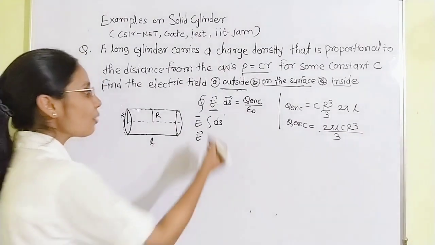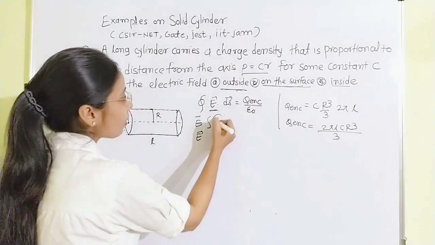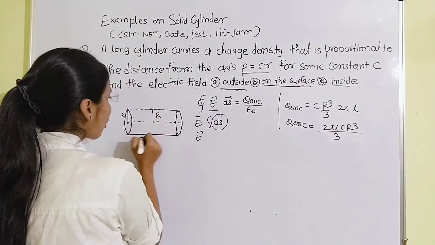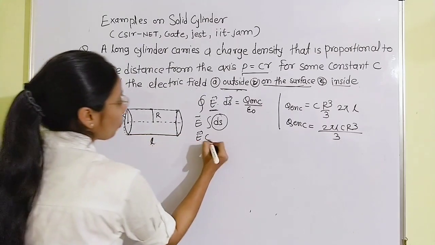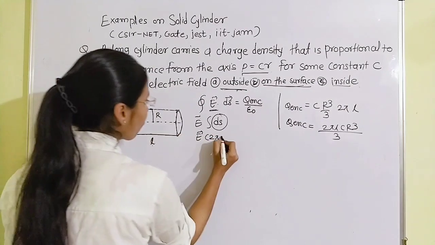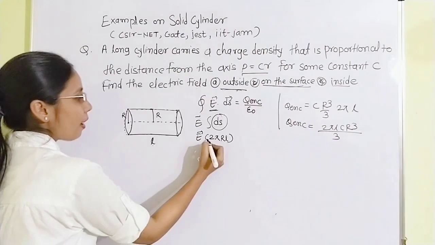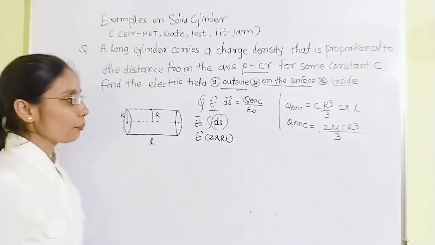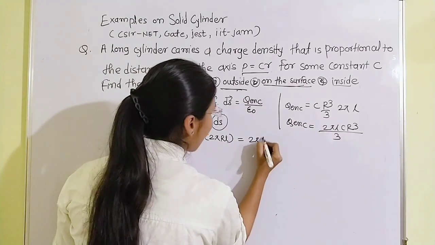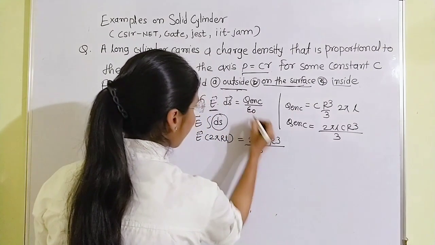Always remember, when we take the area on the left hand side, this is the area of the Gaussian surface. So the area of the Gaussian surface is 2 pi, and what is the radius for the Gaussian surface, that is R, capital R, length is L, so E bar into 2 pi R L is equal to q, which is 2 pi L C R cube by 3 into epsilon naught.